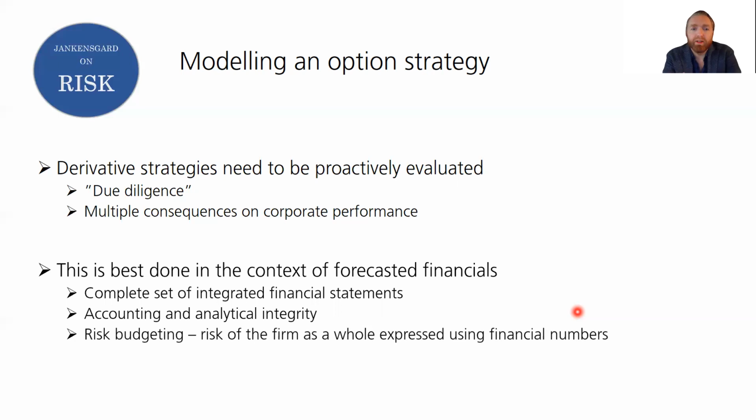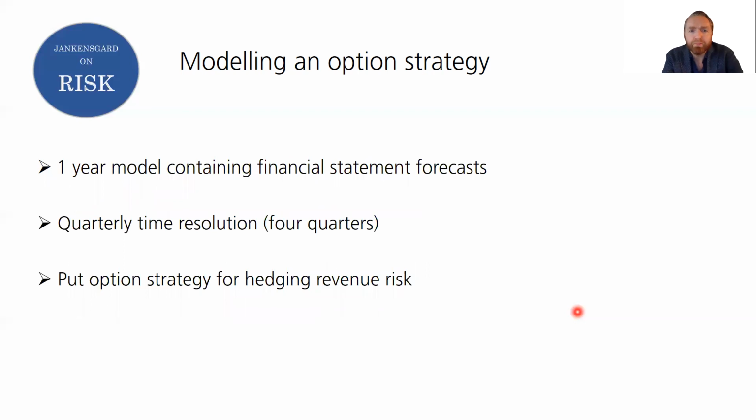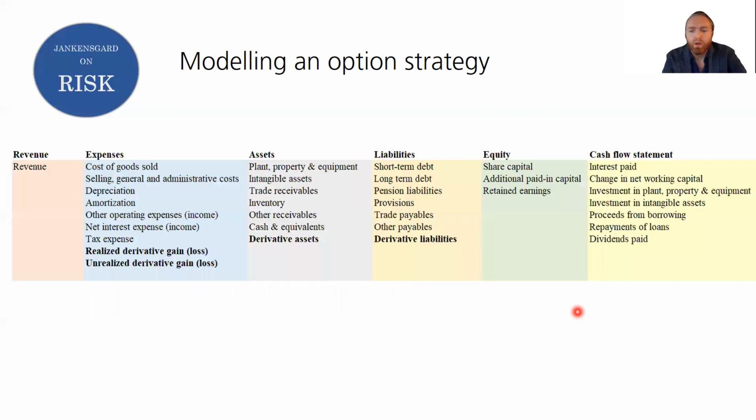This is called risk budgeting, when we express the risk of the firm as a whole using these financial numbers: the cash flows, balance sheets, and net income statements. We want to see now how option-based hedging strategies fit into that, and how we can incorporate these into this framework. So we're going to take a model that consists of a 1 year forecast horizon, with 4 quarters in that year, so it's a quarterly time resolution.